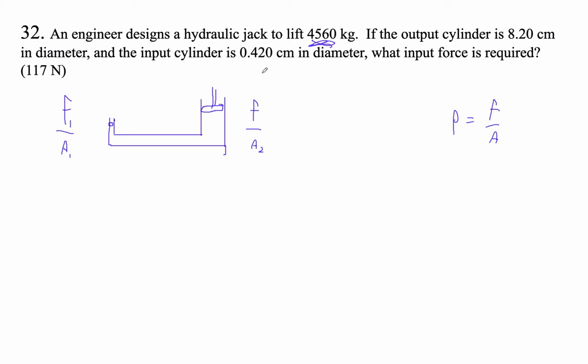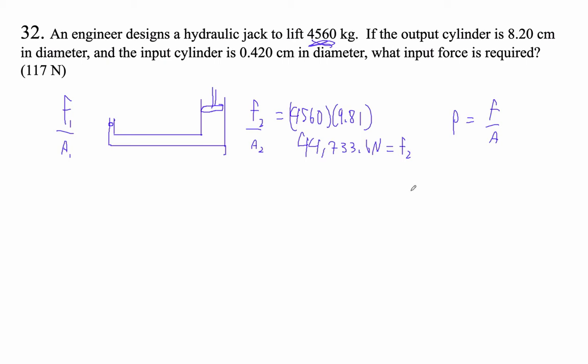So we want our output force 2 to be 4560 times 9.81. Let's figure that out, because we've got to lift up this object. That's the weight of that object. 4560 times 9.81 is 44,733.6 newtons, which is our force 2.